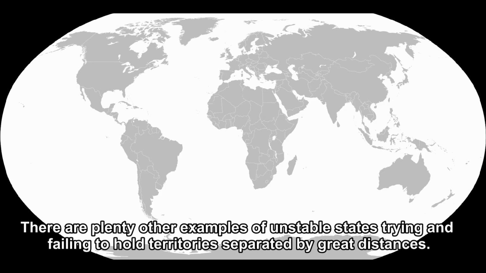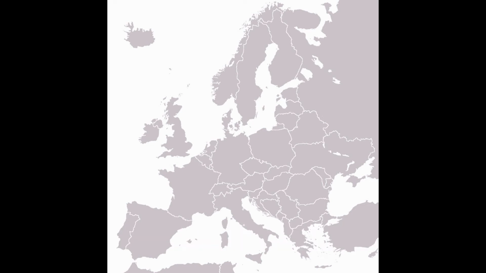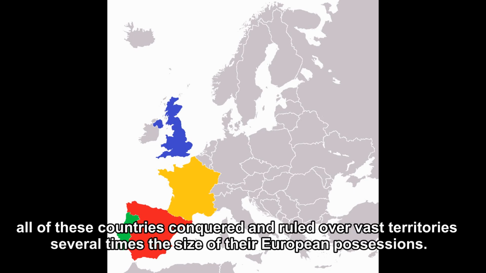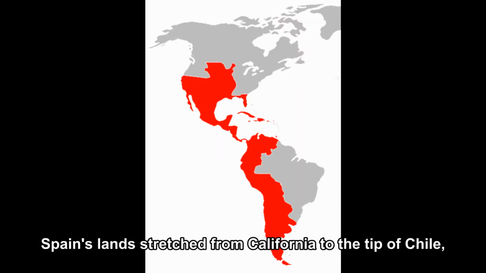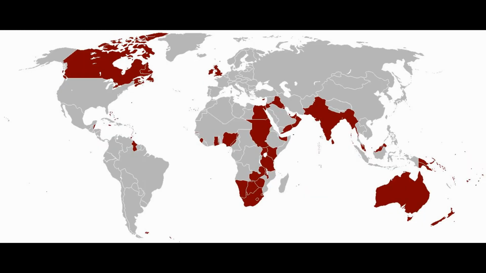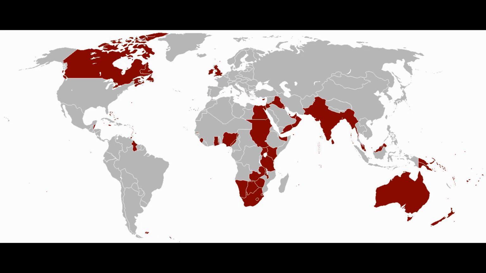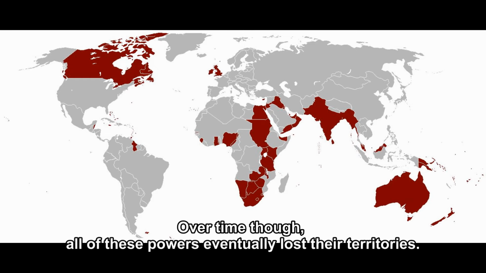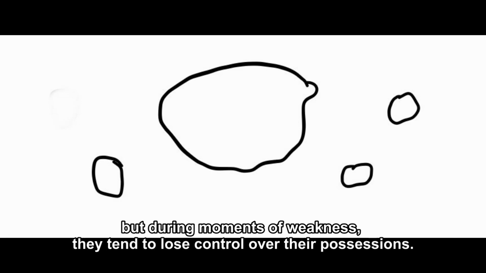There are plenty of other examples of unstable states trying and failing to hold territories separated by great distances. Almost all of the great European powers during the age of imperialism fall into this category. Spain, Portugal, Britain, France, all of these countries conquered and ruled over vast territories, several times the size of their European possessions. Spain's land stretched from California to the tip of Chile, while the United Kingdom at its height controlled territories all over the world, including its crown jewel, India. Over time, though, all of these powers eventually lost their territories. When states such as these are strong, they have no problem keeping a hold on their far-flung territories, but during moments of weakness, they tend to lose control over their possessions.